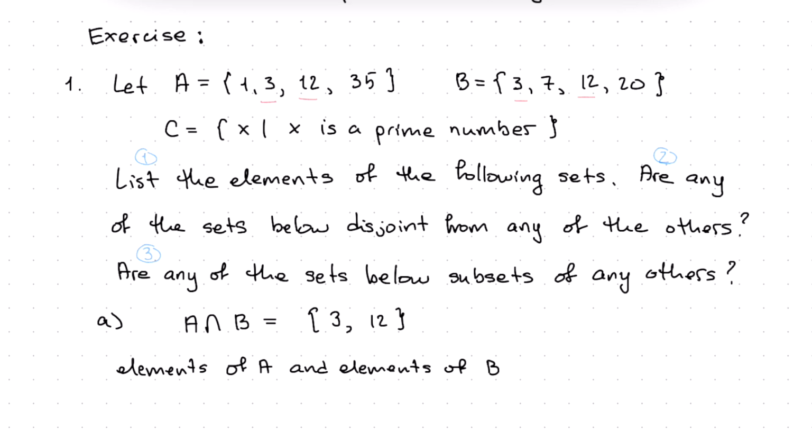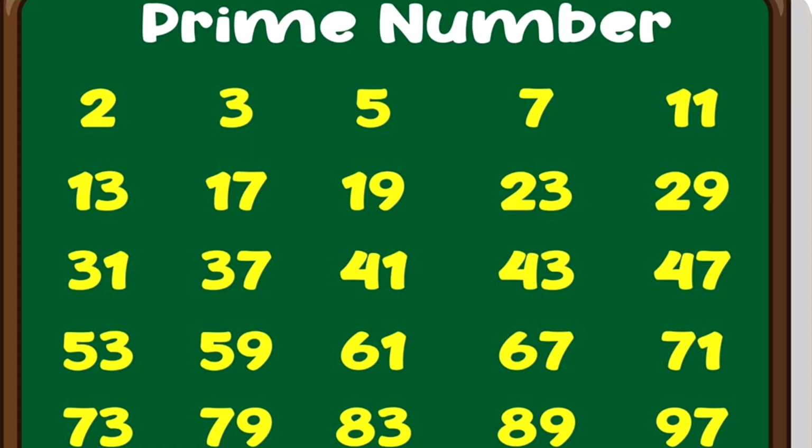Before we move on, let's list some elements that are in C, because the next one involves the set C. A prime number is a natural number greater than 1 that is not a product of two smaller natural numbers. Here's a list of prime numbers.